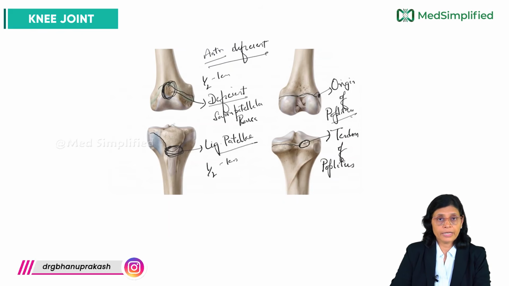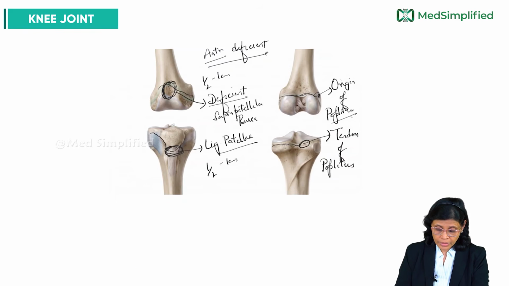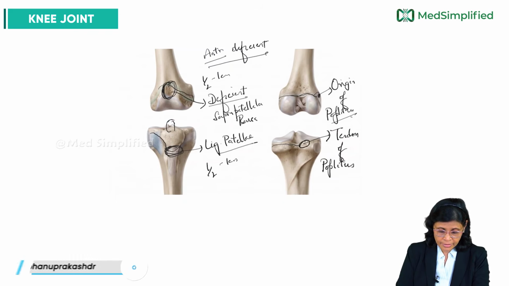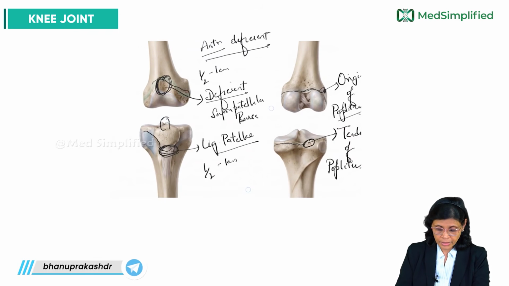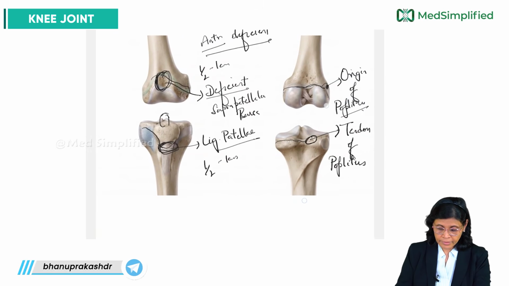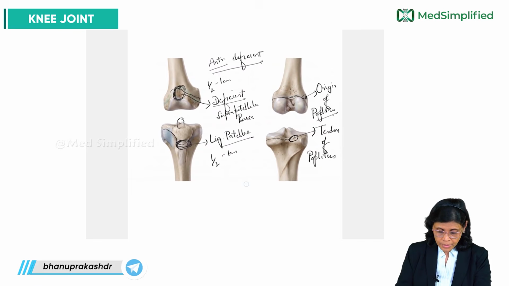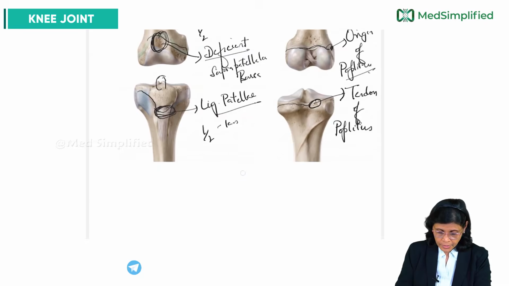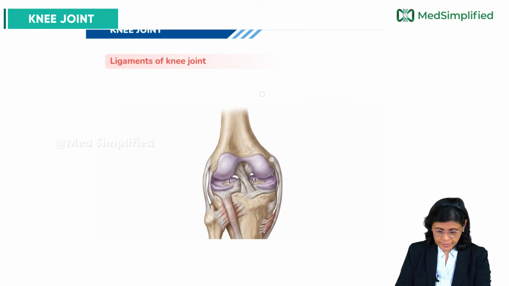So that is about the capsular ligament, and this capsular ligament is lined by the synovial membrane. Here one thing you have to remember is that the intercondylar area is where the synovial membrane will not be there. Other than that, it will be lining the capsule. Next we have the other ligaments.